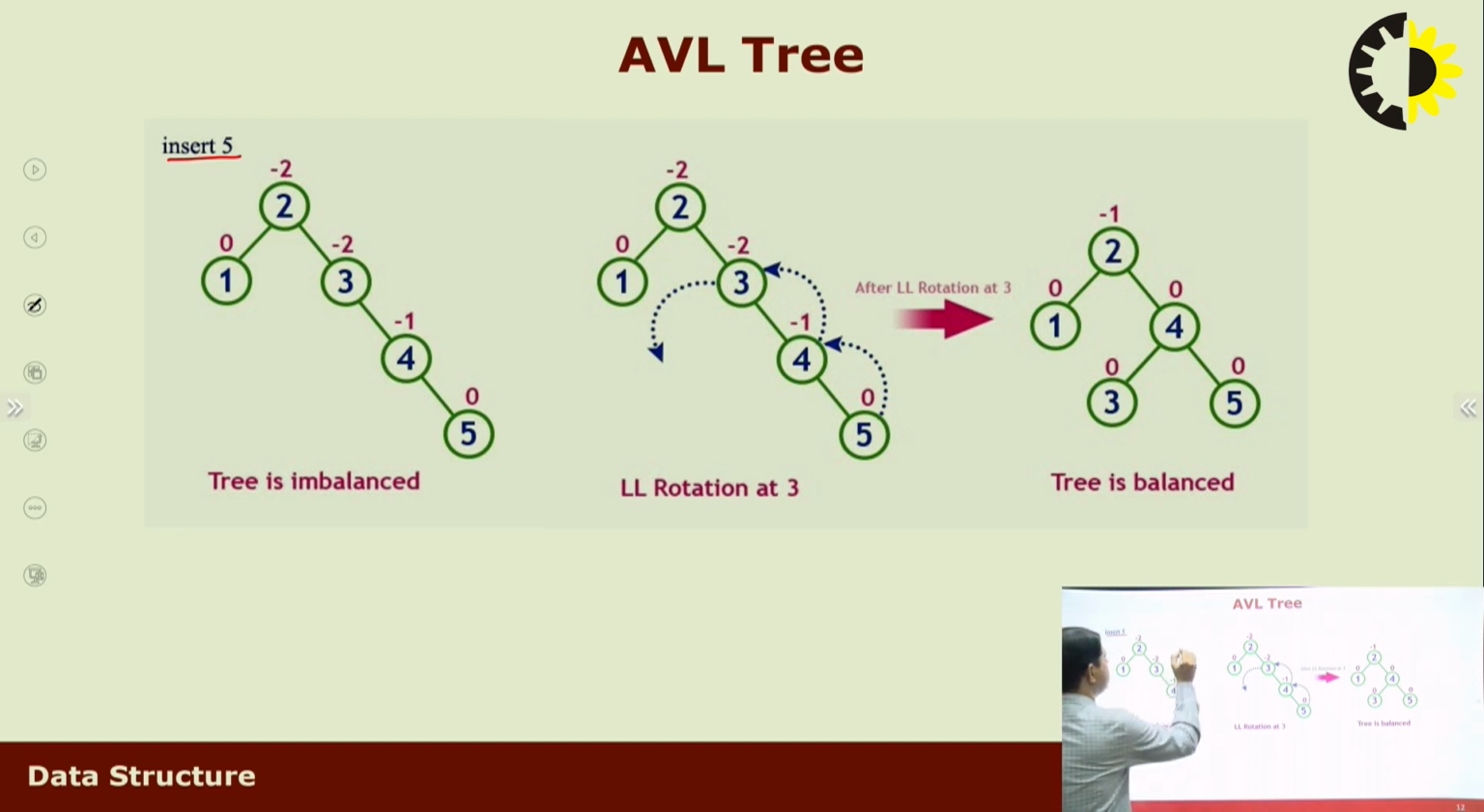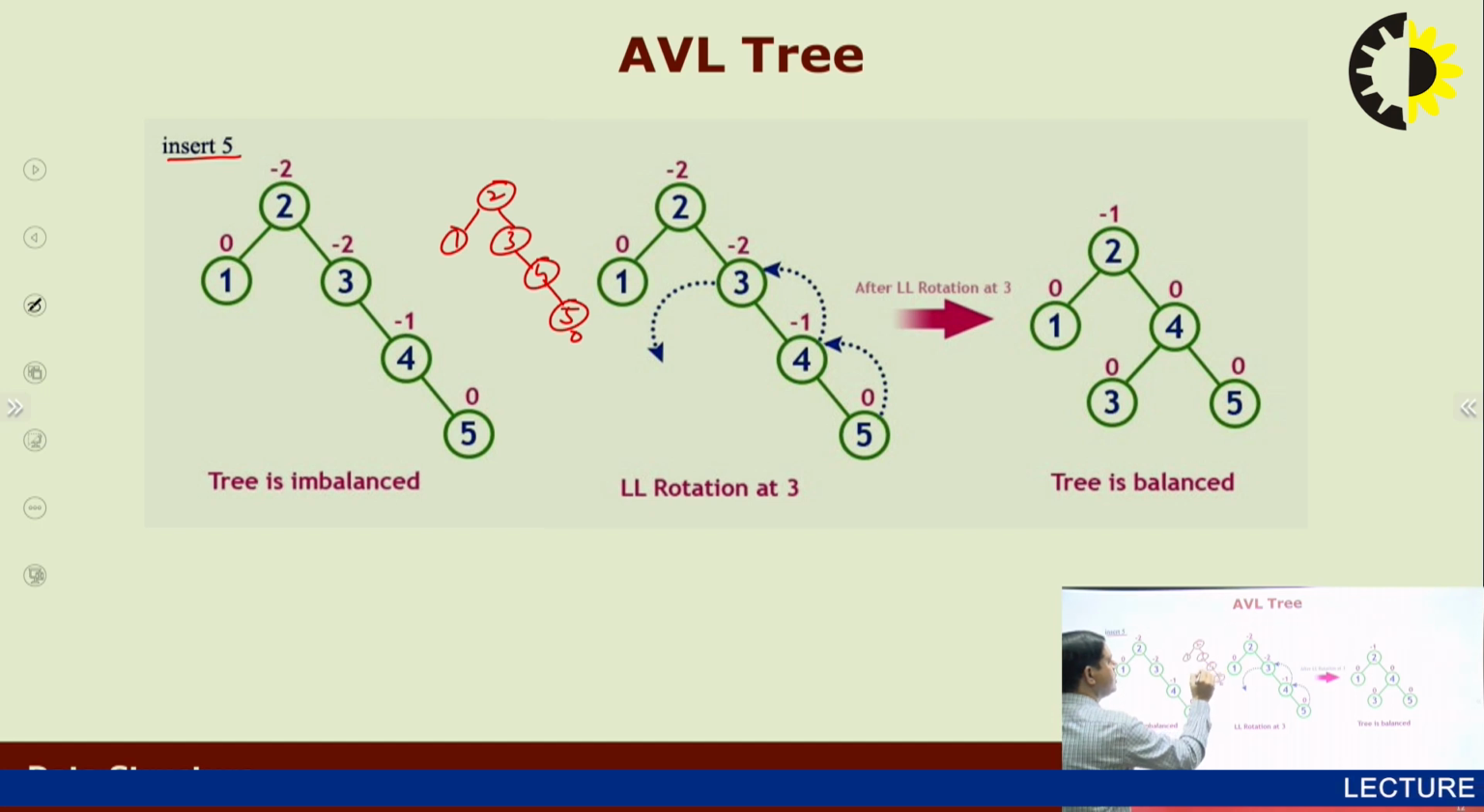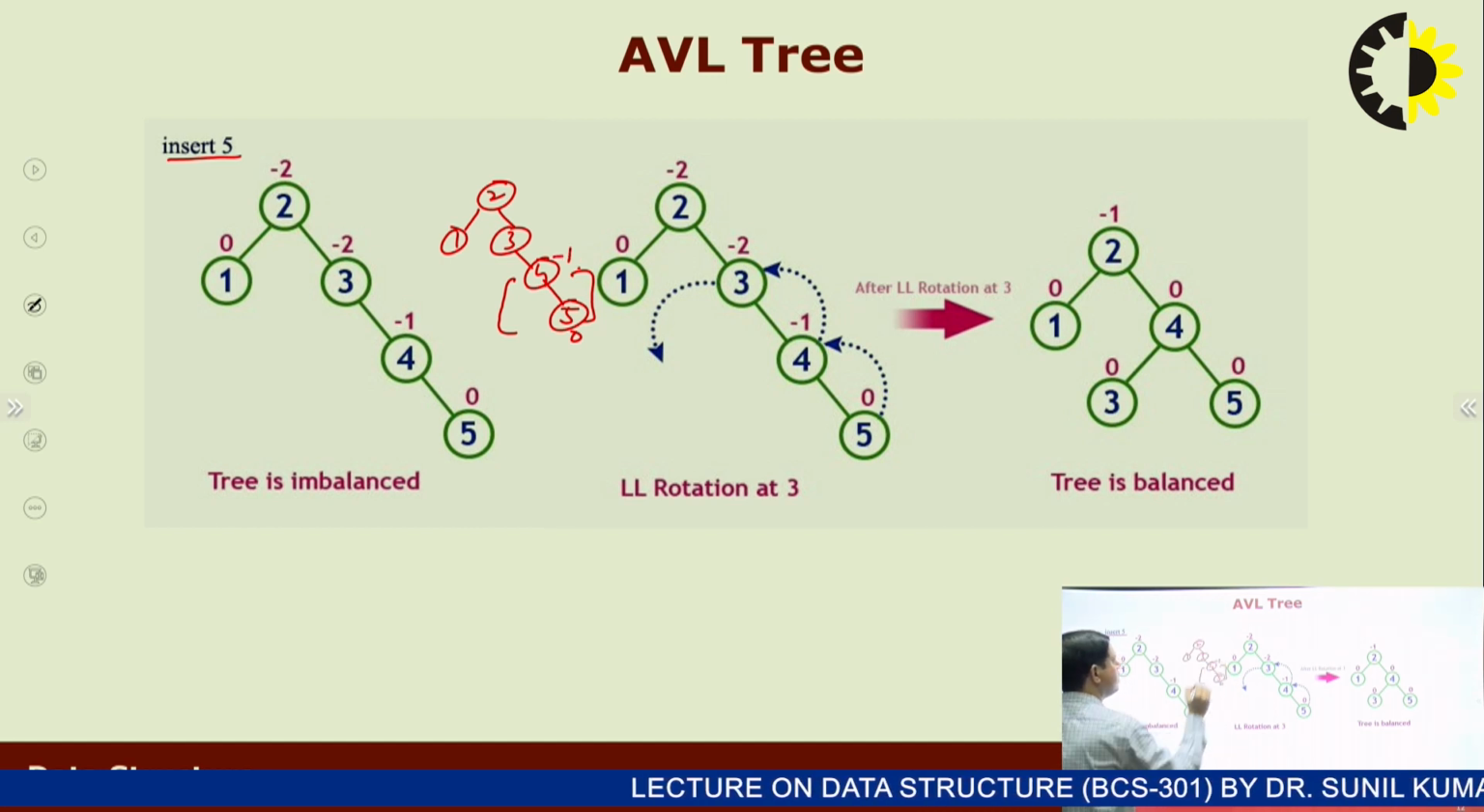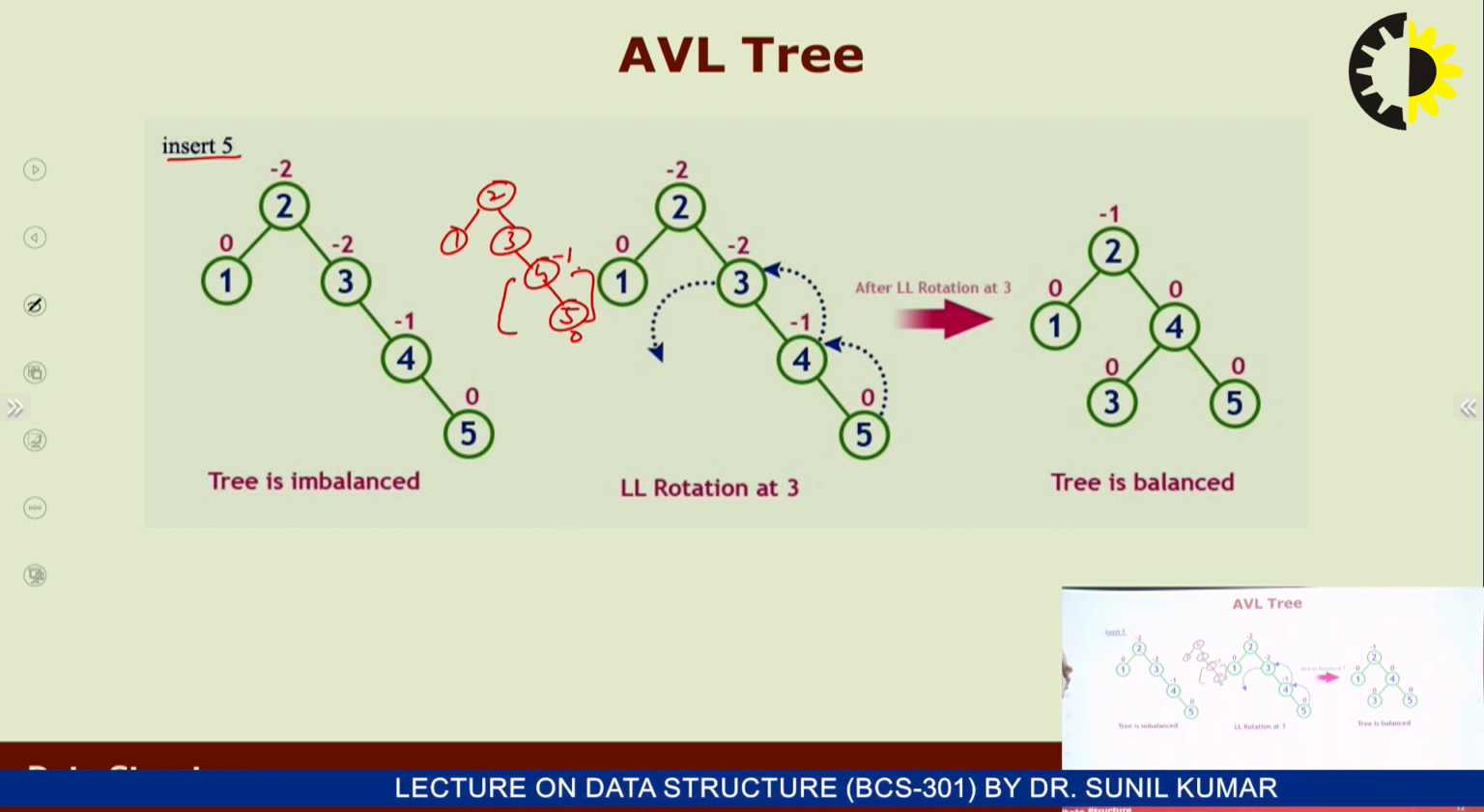Already we have this tree, that is 2, 1, 3 and 4. And according to the binary search property, 5 will be on the right side of 4. After inserting 5, we have to check whether the tree is balanced or not. For 5, the balancing factor is 0. For 4, the left height is 0 and the right height is 1, so 0 minus 1 is minus 1. That means it is balanced at node number 4.